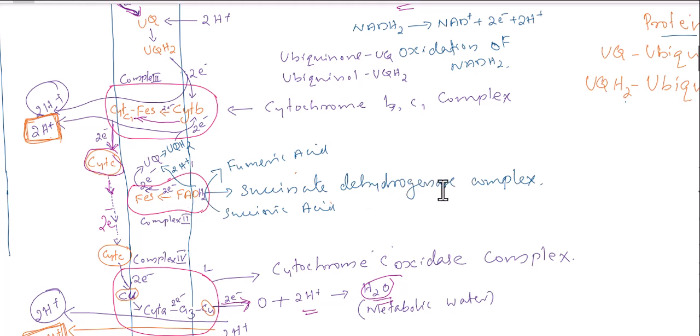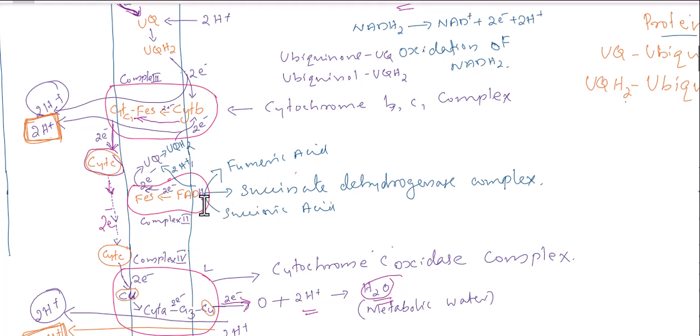That is the name of the complex, succinate dehydrogenase complex. This complex is responsible for the conversion of succinic acid to fumaric acid, so it acts as the enzyme for one step of the Krebs cycle. Succinate dehydrogenase is present on the inner membrane of the mitochondria, associated with complex 2. While converting succinic acid to fumaric acid, what will happen?